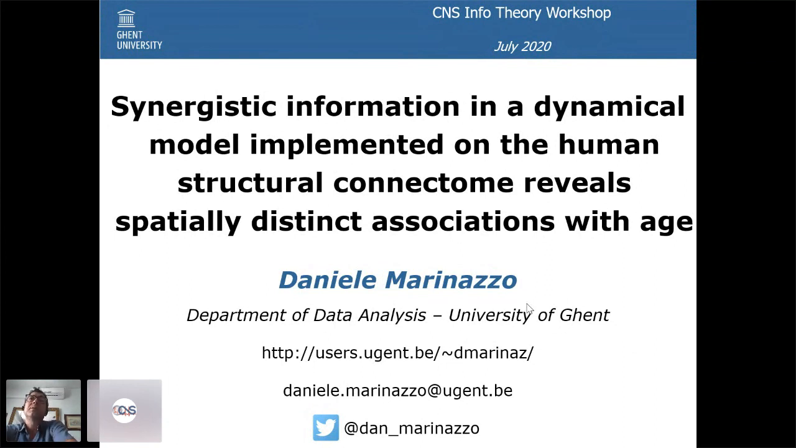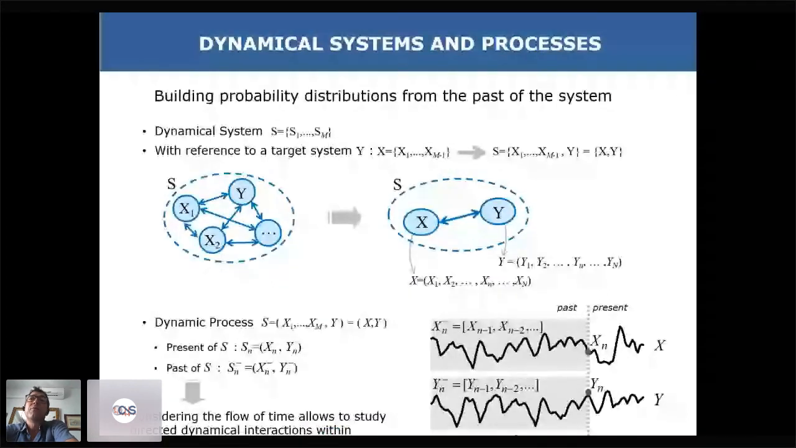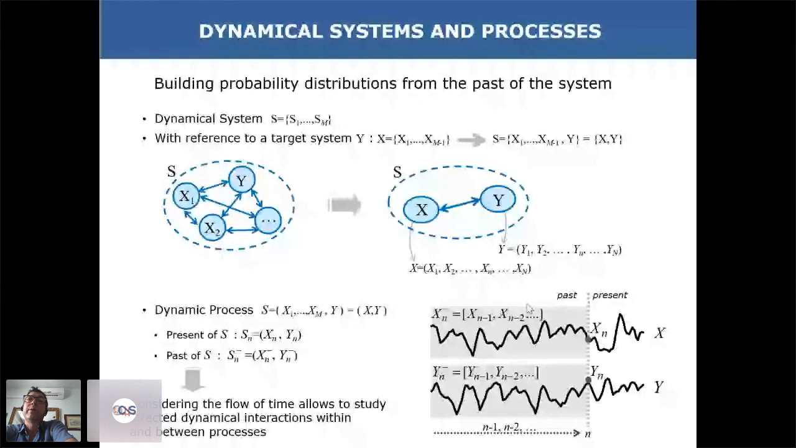What I will present is a simple model from statistical physics, the Ising model of magnetization, and see what it can reveal about the structure-function relationship in the human brain. So the framework, which I'm sure you have already been introduced to in previous talks, is simultaneous processes living on dynamical systems.